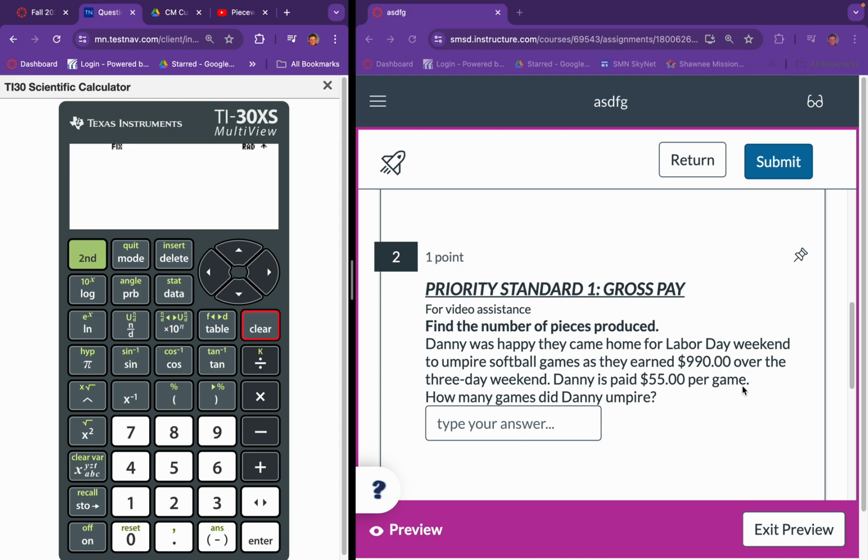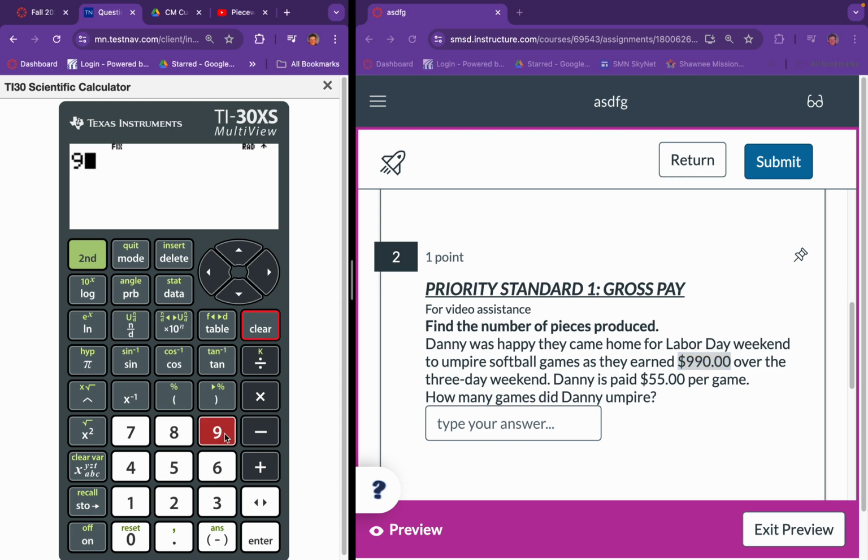Danny worked so many games that when the tournament was over, the tournament director was able to give Danny a check for $990. Or the tournament director directly deposited $990, or that's what Danny earned, okay? $990 is what Danny earned. So obviously he did more than one game, right? So we're going to take $55 and see how many times it goes into $990.